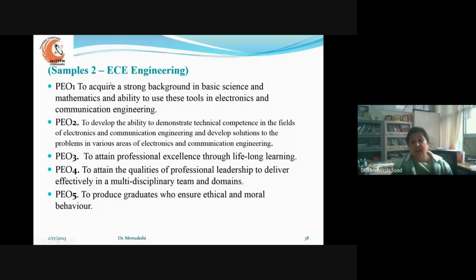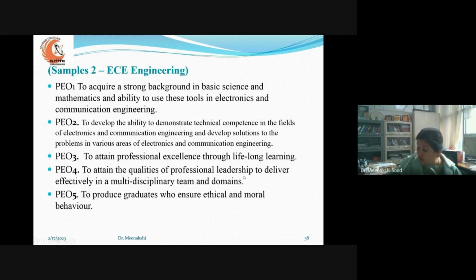So if you see these POs, even when the student has left, right, to develop the ability to demonstrate technical competencies and develop solutions to the problem. So if he has got a job after his degree, is he depicting the technical competency in his job, or is he just doing a layman's job or a simple worker's daily routine job, or is he adding something to the industry, or adding something to the employer where he is employed, to attain professional excellence and qualities of professional leadership.